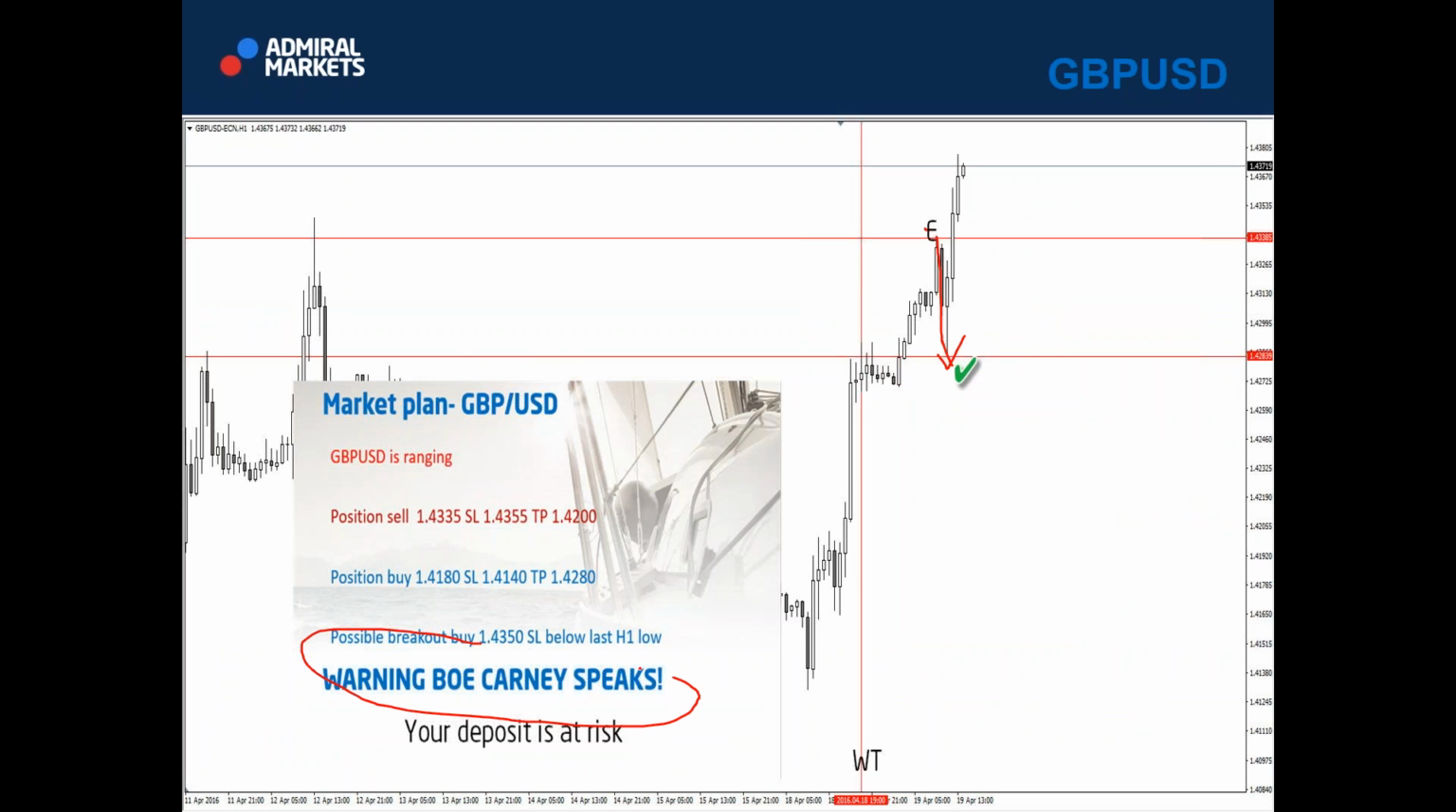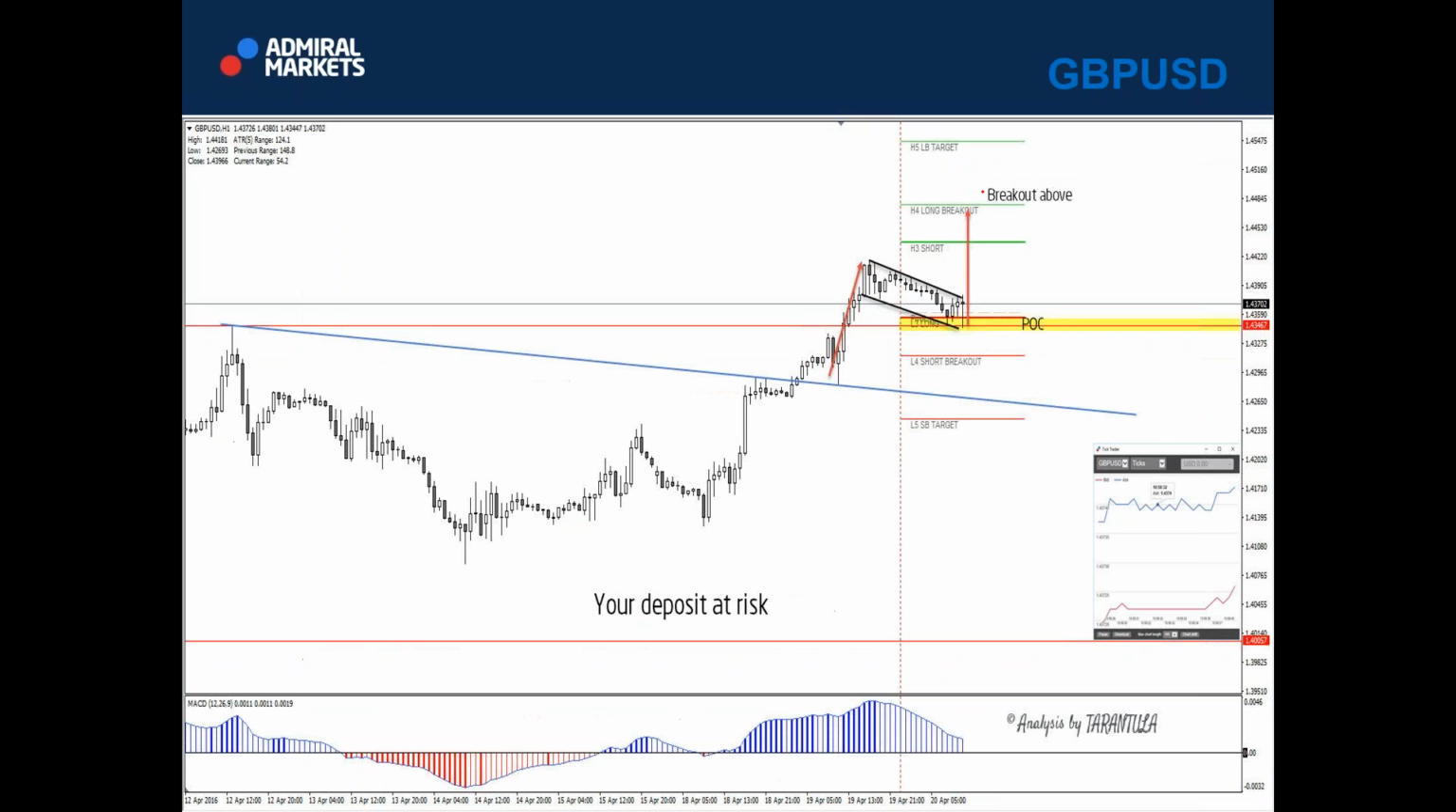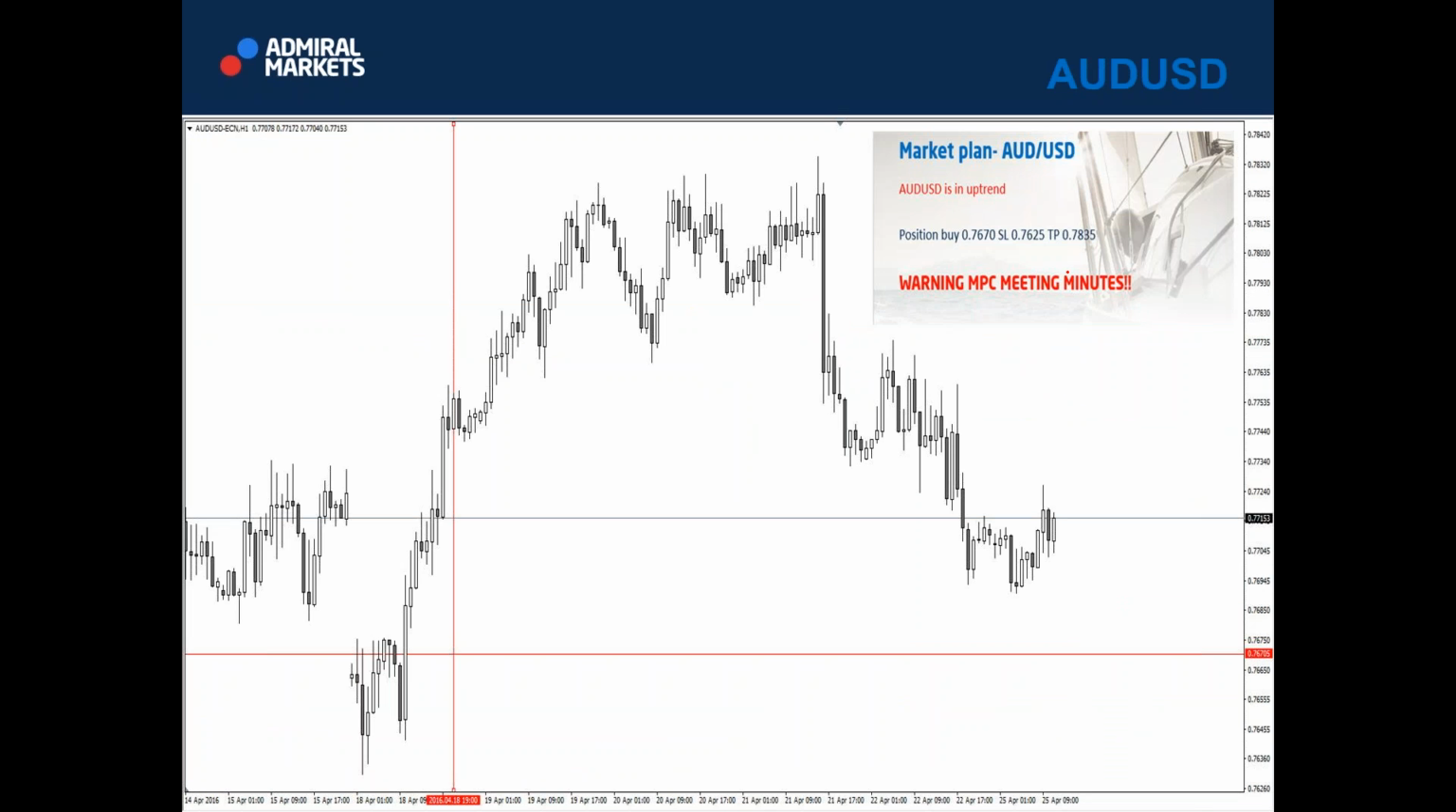Okay, this was warning. Well, something happened later. After this setup, I made another setup. And if you follow this, it came to 44.12, I think, straight from this level. So you could have made some nice pips on this analysis.